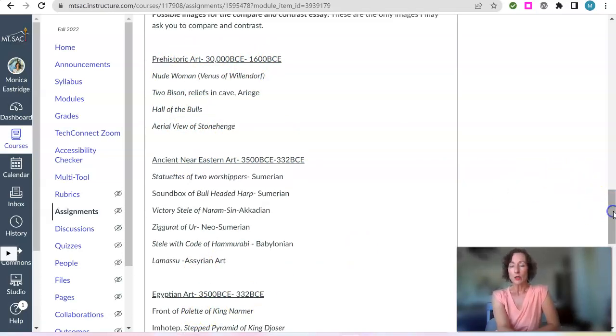I am asking you to first name them, give me the culture or style that they're in, and then the general dates that I have listed here on this list. So you absolutely do not have to know an exact date for any work of art. I realize that students lose that information quickly in their short-term memory, but I am kind of hoping if I require you to know the era, the general dates, that might stick with you more into the future.